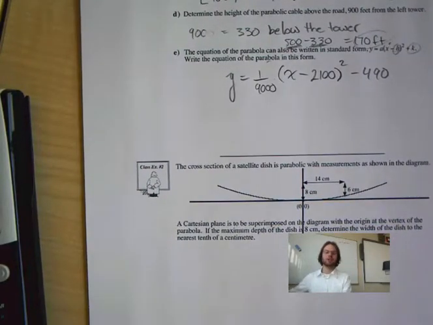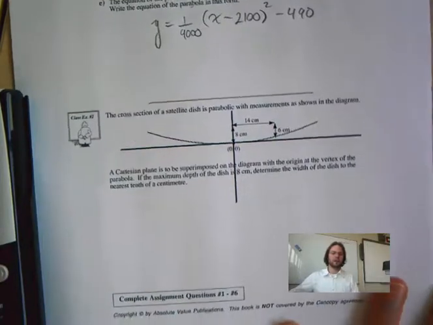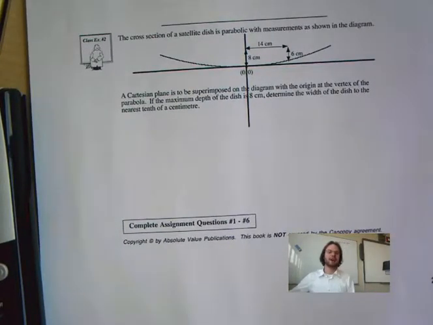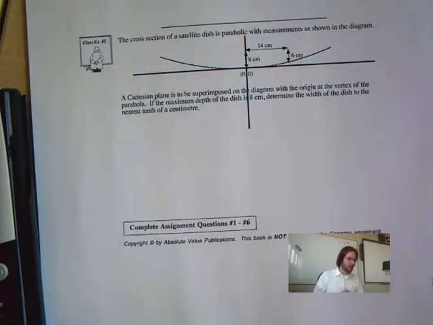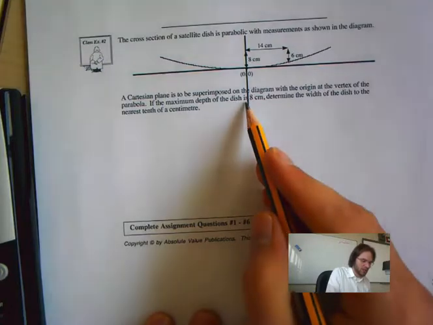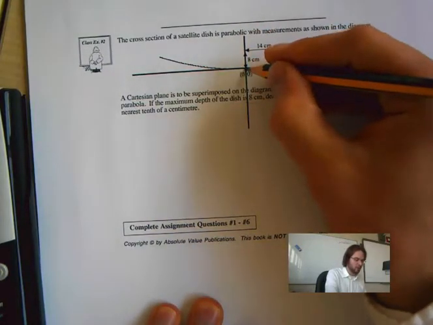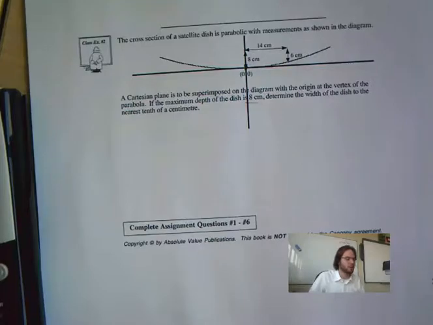Okay, so last question here is example 2. It says, the cross-section of a satellite dish with the parabolic measurements are as stated. So the Cartesian plane is superimposed on the graph with the origin in the middle, okay? The maximum depth of the dish is 8 centimeters. So here's my origin, it's at the vertex. So we know my vertex is the origin. And my maximum depth is 8 centimeters. Now, it says here, if the maximum depth of the dish is 8 centimeters, determine the width of the dish to the nearest tenth of a centimeter.